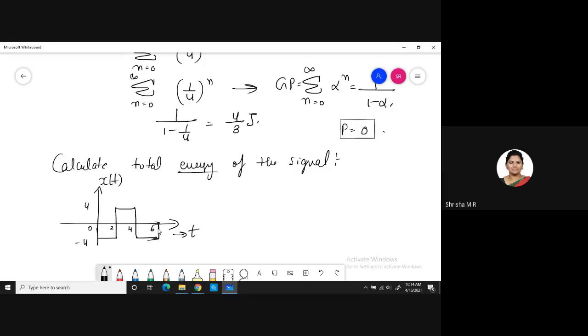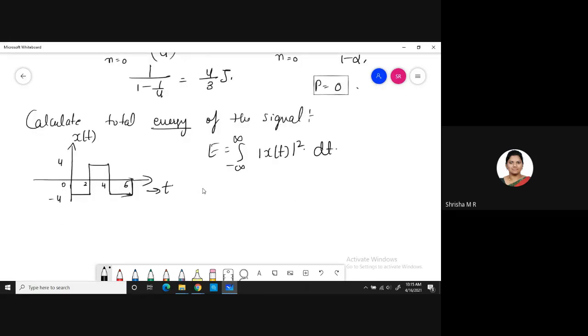What is the equation of energy for continuous time signals? Integral from minus infinity to infinity of modulus of x of t whole square dt. So my signal is existing from 0 to 6. So how do I write this?